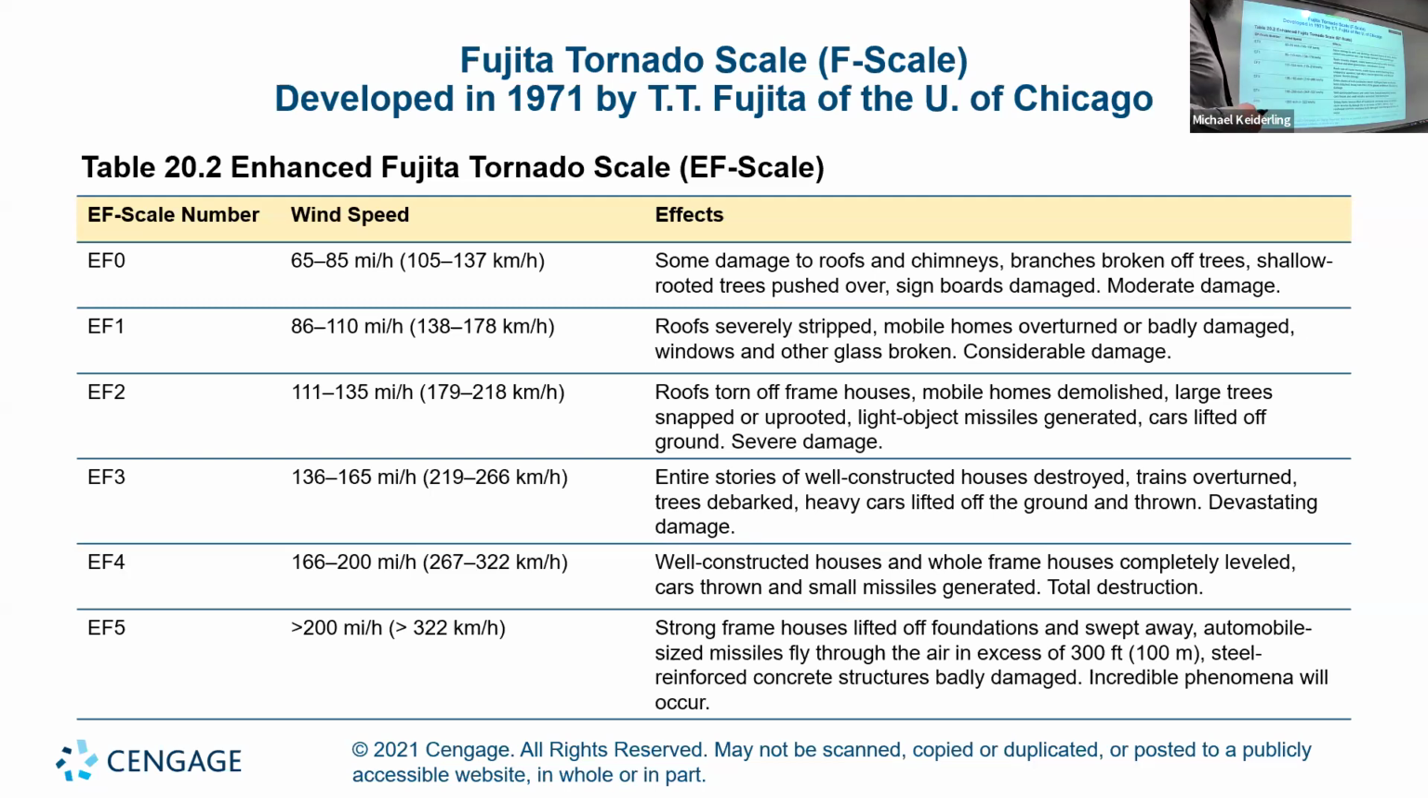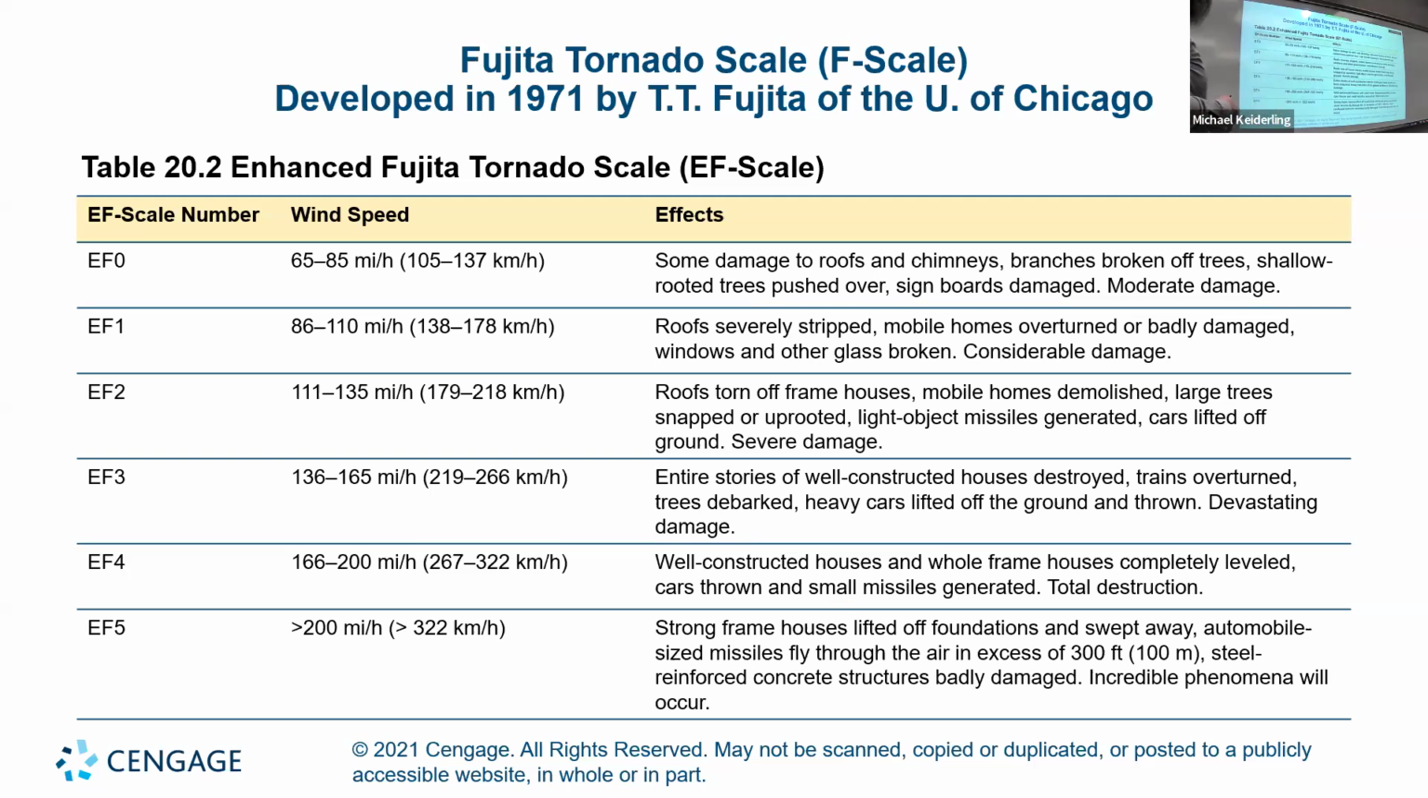You get roofs severely stripped, mobile homes overturned or badly damaged, windows and other glass broken: considerable damage. EF2 is 111 to 135 miles per hour. Roofs torn off of frame houses, mobile homes demolished, large trees snapped or uprooted, light object missiles generated, cars lifted off the ground: severe damage. EF3 is 136 to 165 miles per hour. Entire stories of well-constructed houses are destroyed, trains are overturned, trees are debarked, heavy cars are lifted off the ground and thrown: devastating damage.